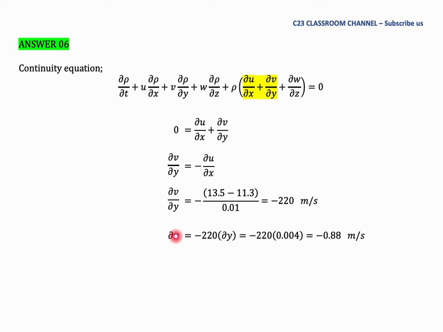To calculate the dv alone, we have to bring the dy to the right hand side here. Because the question wants to calculate the velocity at 4 millimeters above the center point, we substitute the value of y here as 0.004 to reflect the 4 millimeters, so we get it is equal to minus 0.88 meters per second.